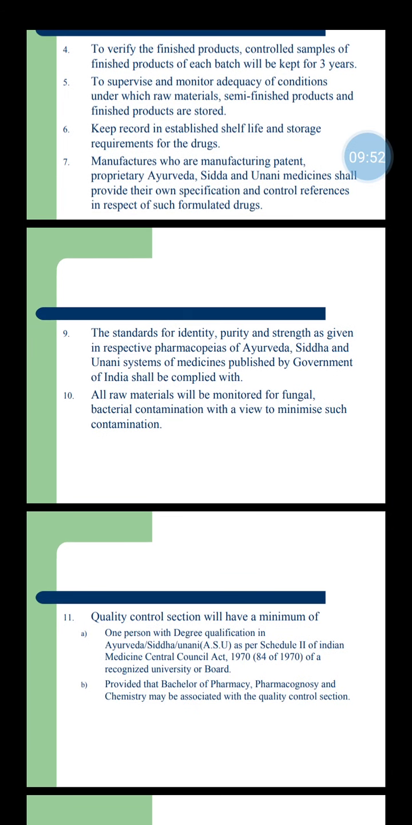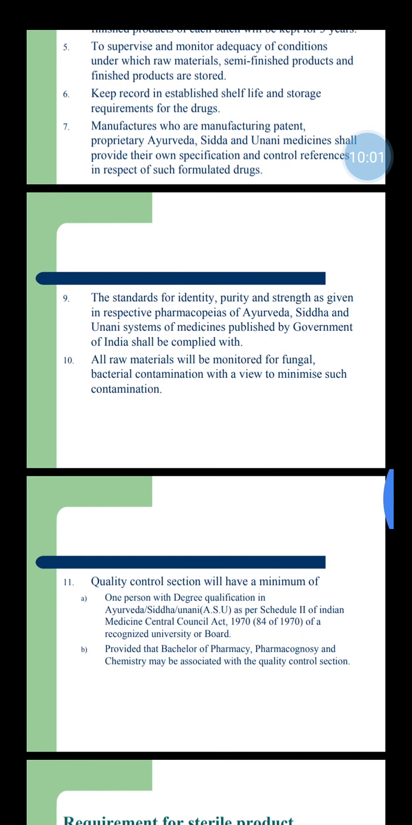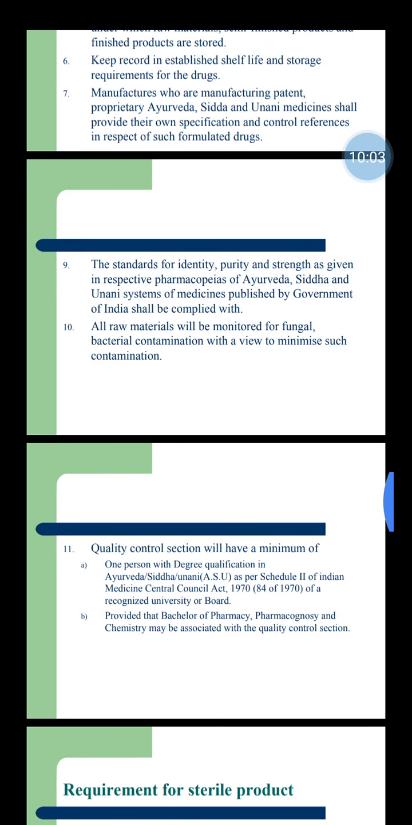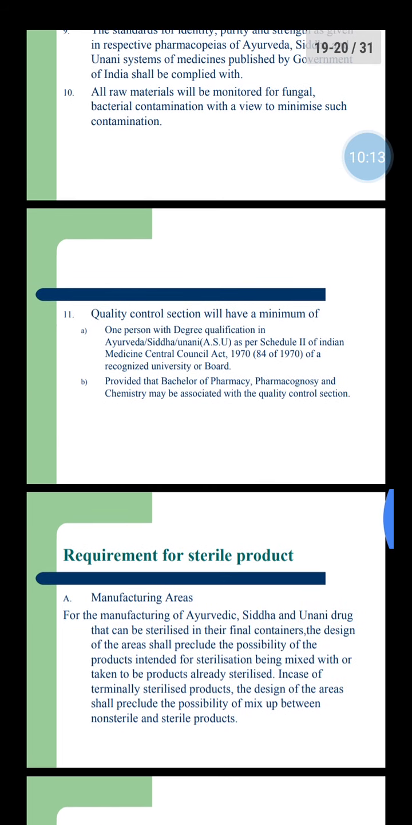The quality control section will have a minimum qualification required, and a Bachelor of Pharmacy, pharmacognosy and chemistry person may be associated with the quality control section. So in the next lecture you will see the remaining part of Schedule T.